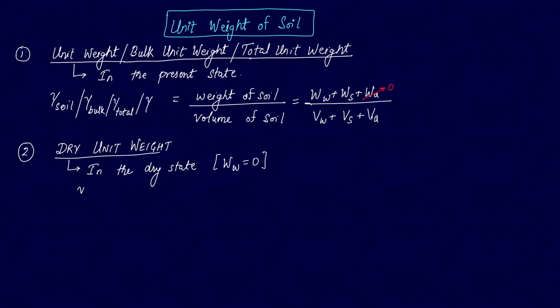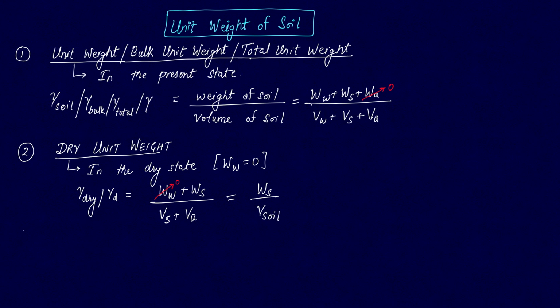But if I am talking about gamma dry, also sometimes represented as gamma D, here you will see that the weight of water will also be 0 in the numerator. Why? Because there is no water present in the soil. So here we can simply say the weight of solids divided by volume of solids plus volume of air. So that can be written as weight of solids to the volume of soil also.